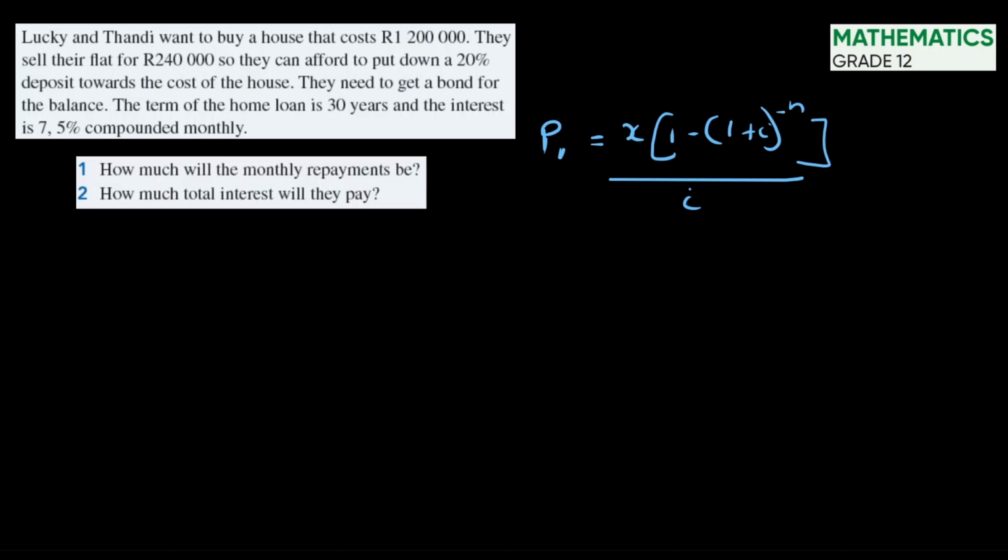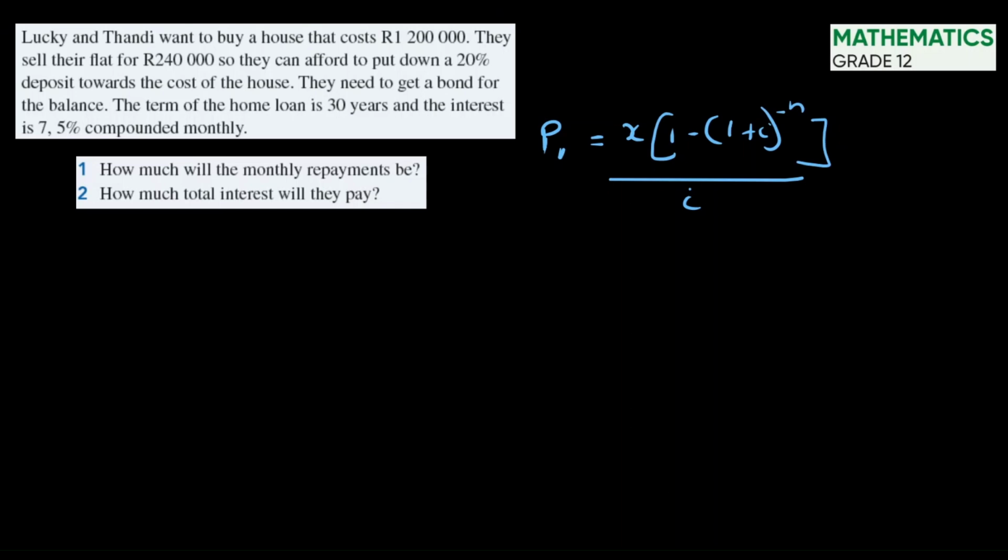We're given that Lucky and Tandy want to buy a house, which is present value. They're going to get a mortgage for that. It costs $1,200,000. They sell their flat for 240,000, so they can afford to put down a 20% deposit towards the cost of the house. The deposit will reduce the total amount of loan they need to take from the bank. They need to get a bond, mortgage, or a loan for the balance. The term of the loan is 30 years and the interest is 7.5% compounded monthly.